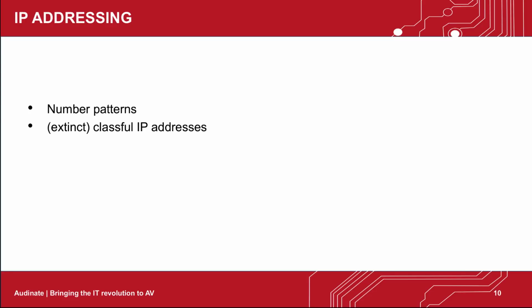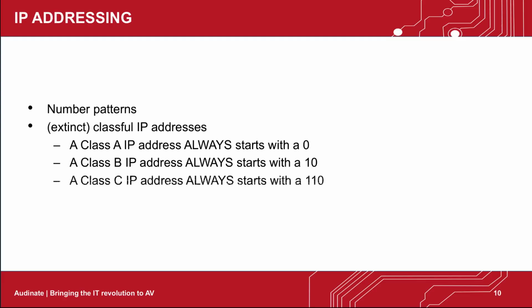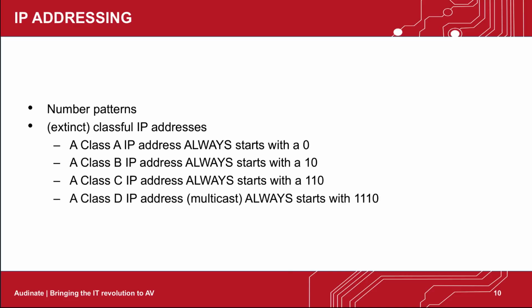But to continue with the theme of patterns, we look at modern IPs this way. A Class A IP address always starts with a 0. A Class B IP address always starts with a 10. A Class C IP address starts with a 110, and a Class D IP address, which is multicast, always starts with 1110.